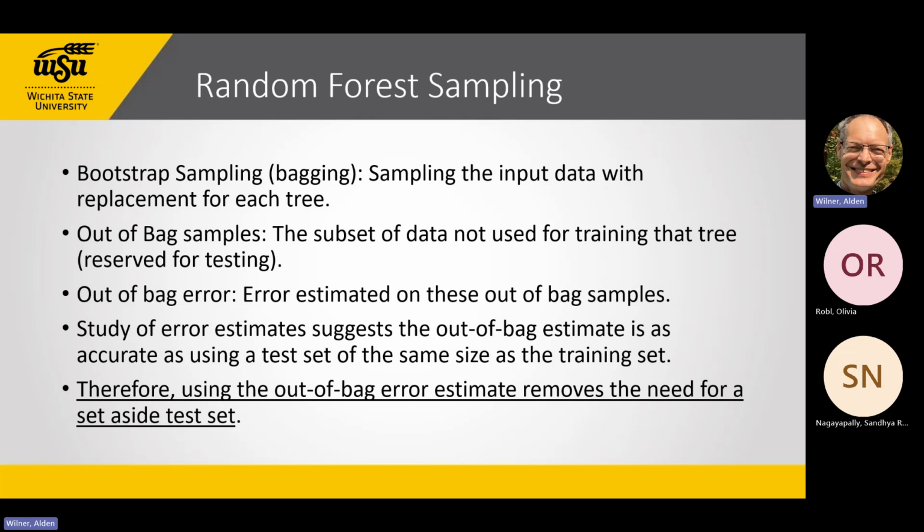So the cool thing about random forest is, if you want to, you can use your entire data set to train your model, because each individual tree in your random forest is only seeing its own little subset, right? So the out-of-bag error removes the need for a separate set-aside test set, which is pretty cool.